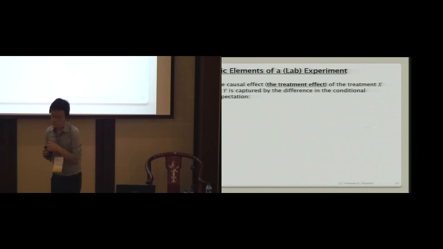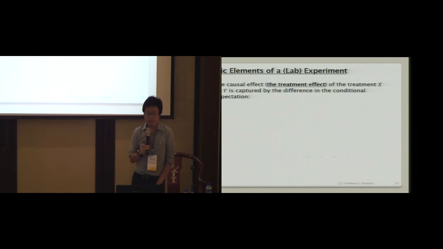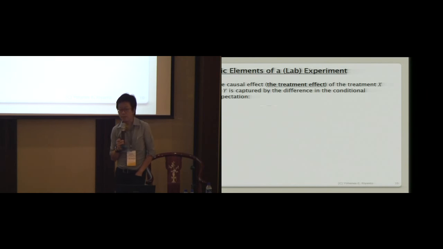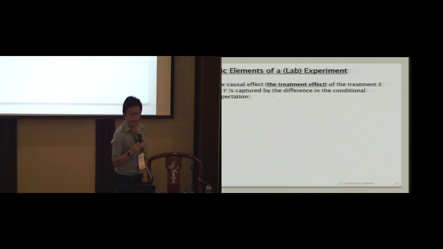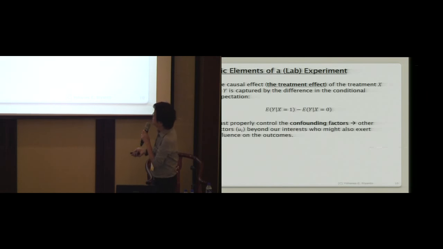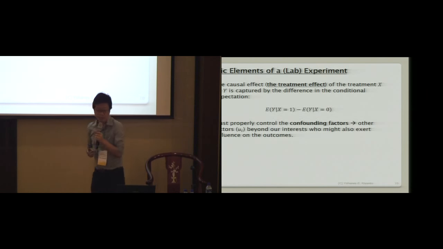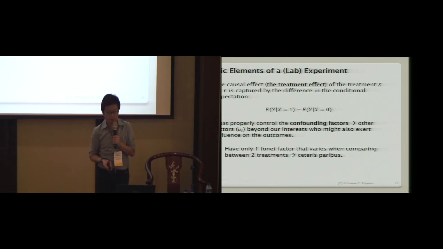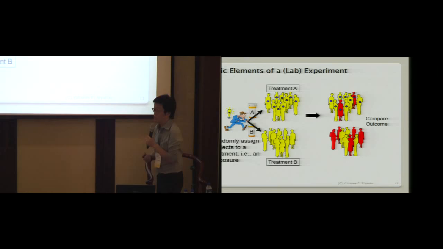So what do we do next? So we look at the causal effect. So experiment is basically to identify the causal effect of the treatment X on Y and this is going to be captured by something that I mentioned earlier. So we need to properly control for the confounding factors. So all other things that might influence the result. Okay, so when we do, this is what I usually do.